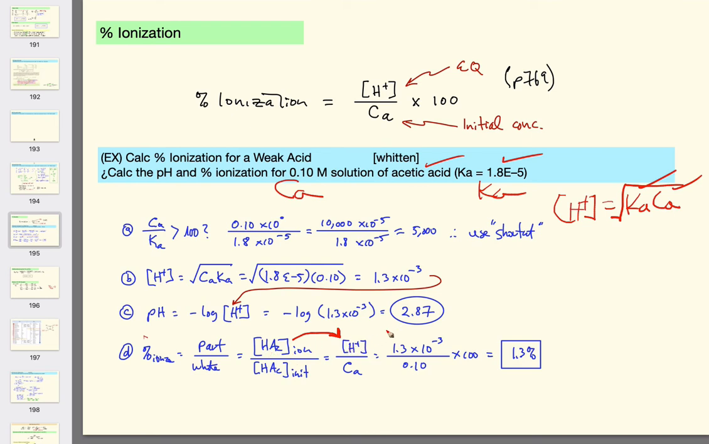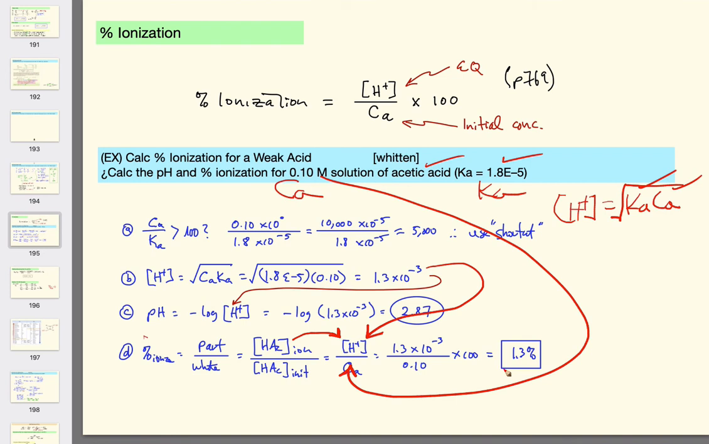So now it's just asking you, what's the H+ concentration? Oh, I know, I've already used it. What's Ca? Oh, I know that was given. Okay, so don't sweat these percent ionization problems.